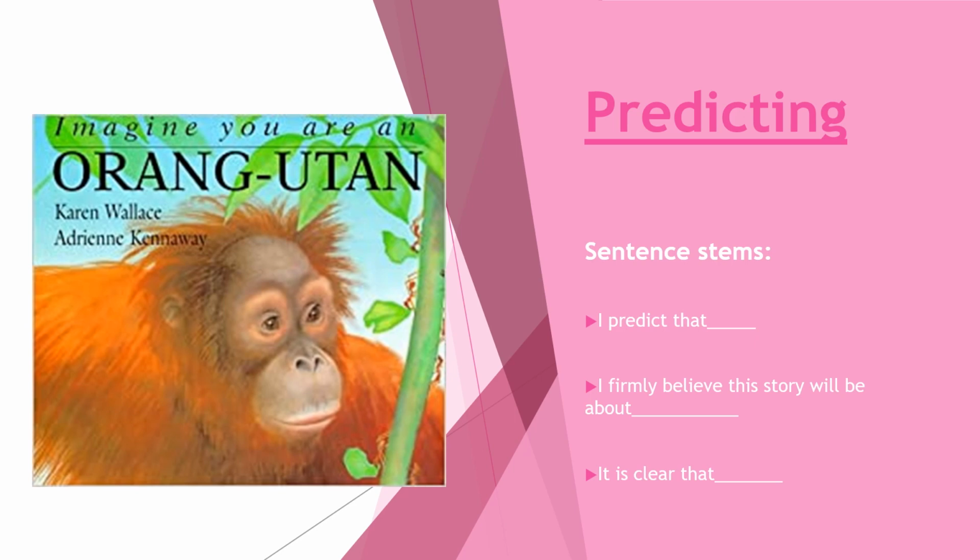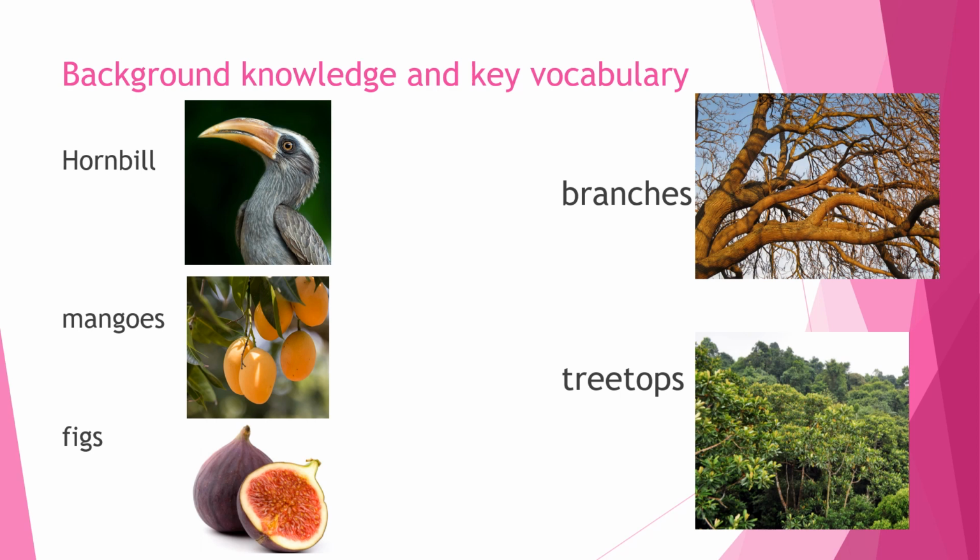And on screen, I've got some sentence stems to start off your ideas. So instead of just saying, I think, you can start off with, I predict that, I firmly believe this story will be about, it is clear that. So I'm going to go through some background knowledge and the key vocabulary.